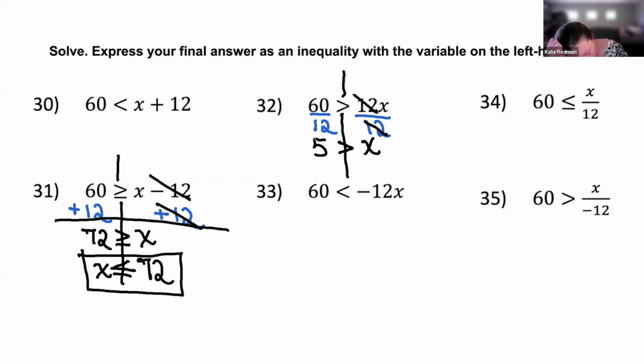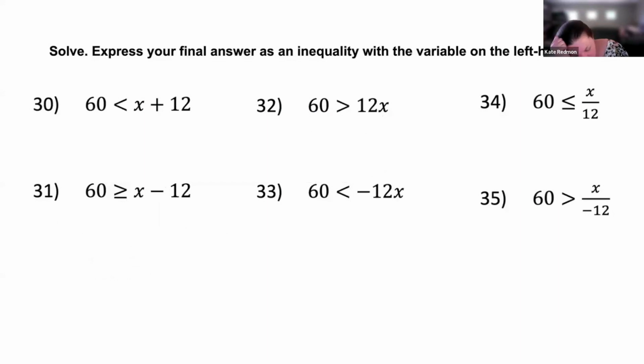However, I want to speak like a mathematician, so I'll flip the order. So if 5 is the larger number, then x is the lesser number. X is less than 5. I flip the left and right-hand side, then I flip the inequality symbol. So what would x have to be in order to make the original inequality true? It would have to be anything less than 5. 33, 60 is less than -12x.